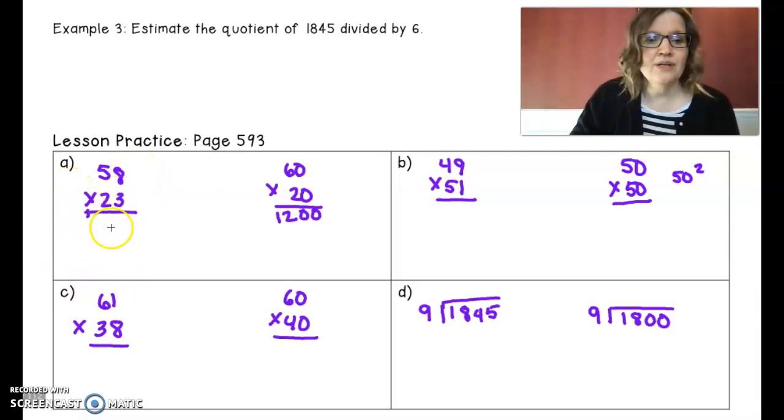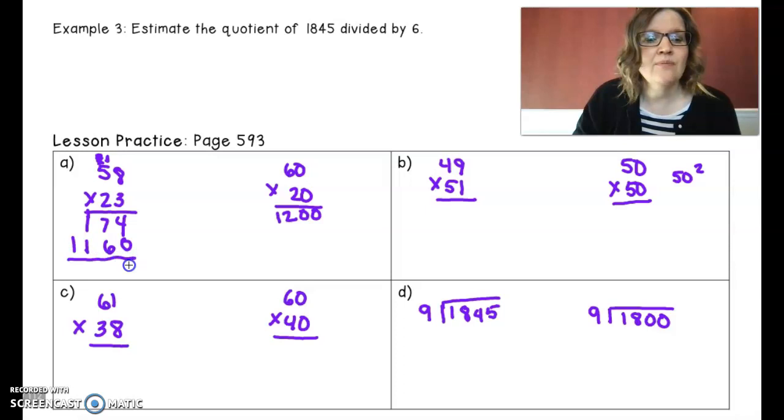8 times 3 is 24. Put my 2 up at the top. 3 times 5 is 15, plus 2 is 17. Now we put our 0 down on the bottom and we go to our next. 2 times 8 is 16. I put my 1 up on the top. I don't pay attention to that little old 2. 2 times 5 is 10, plus 1 is 11.